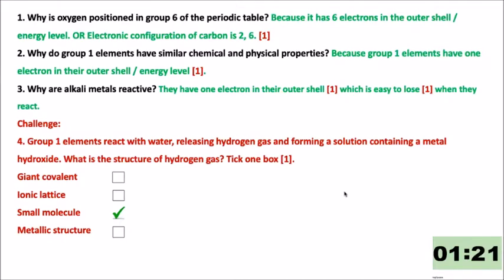What is the structure of hydrogen gas? Hydrogen gas exists as a molecule, and that is why the answer is a small molecule. Hydrogen is a small molecule. When we come to do bonding and structures, we'll get to understand what we mean by small molecules and large molecules. So that is why the answer was small molecule.